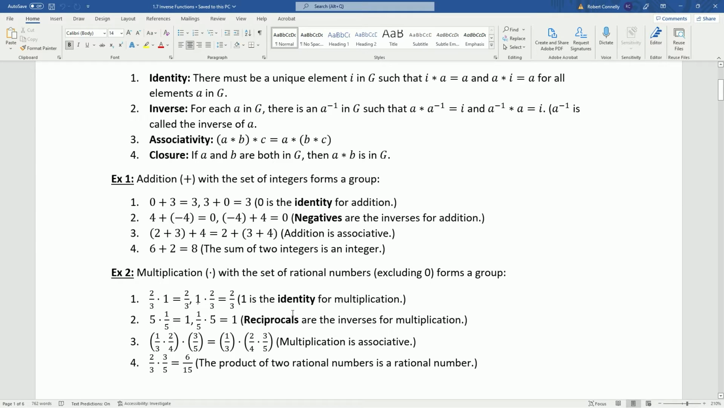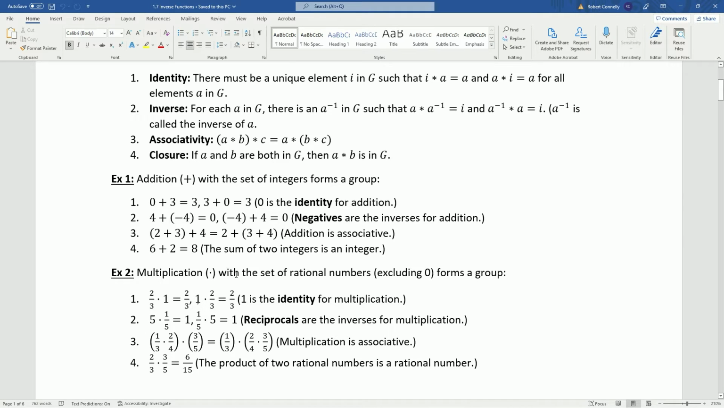What else? Well, multiplication is associative, meaning if I operate, let's say 1/3 times 2/4 times 3/5, if I multiply these fractions first, I'll get the same thing as if I multiplied the 2/4 and the 3/5 together first, and then multiplied it by 1/3. And finally, the product of two rational numbers is also a rational number. If I take two fractions and multiply them together, I still get something that's a fraction. So multiplication with the set of rational numbers, excluding 0, forms a group.